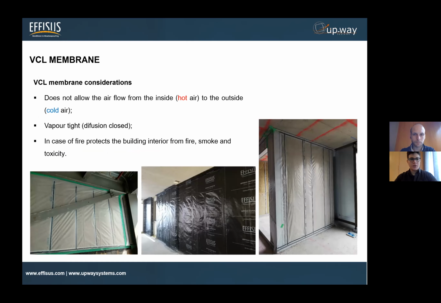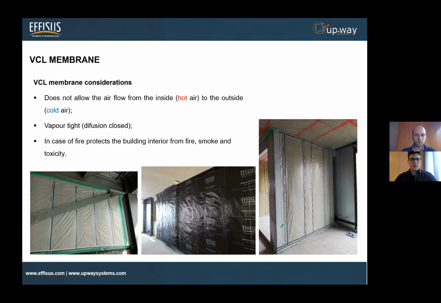Yeah, so here, Henriquez, are the main characteristics of a VCL membrane, which is a vapor control layer, as you mentioned. The main feature of a VCL is to not allow the airflow coming from the inside, which is always the warmest side, to go to the outside. In this way, we assure not only the vapor tightness of the building, but also the whole air tightness inside the building itself.